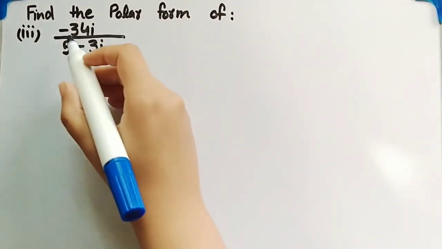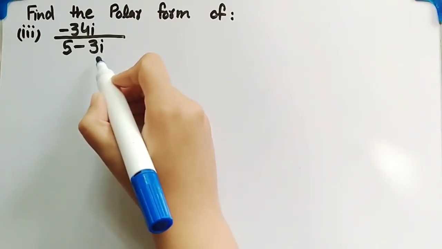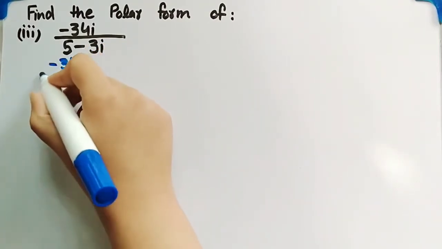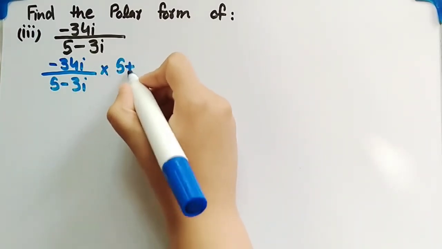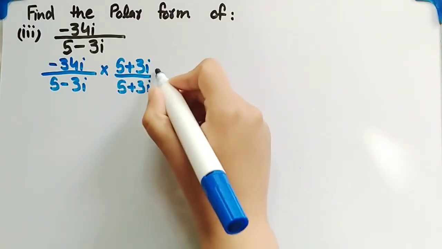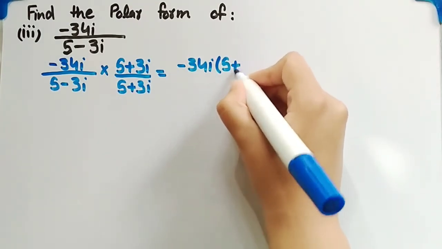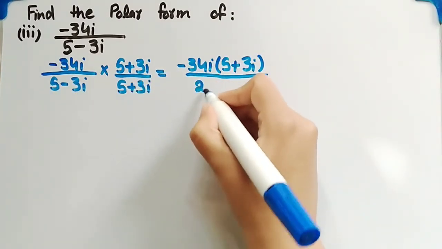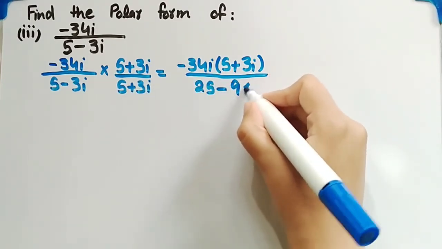Now to find the polar form of minus 34 iota divided by 5 minus 3 iota, we have to firstly simplify this expression. To simplify it, we will multiply and divide it by 5 plus 3 iota. This is also called rationalization, and it will be equal to minus 34 iota into 5 plus 3 iota divided by 5 times 5 is equal to 25 minus 3 times 3 is equal to 9 iota square.